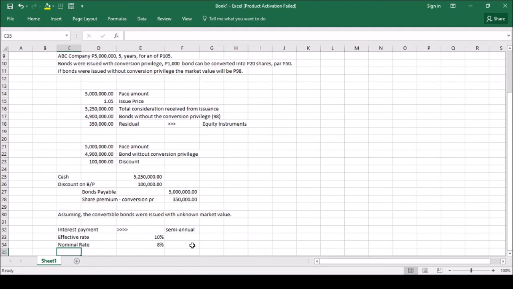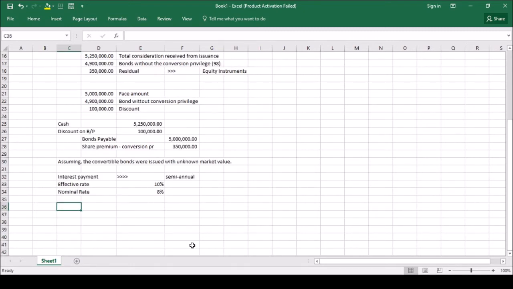But in the present case that we have, the present value is not given, so we will determine that. How do we determine it? Take note, the interest payment is semi-annual. If the bond is 5 years, how many periods do we have? That is 10 periods. Why 10 periods? Because we pay interest twice every year. So, considering that there were 5 years and each year requires 2 interest payments, we have 10 periods.